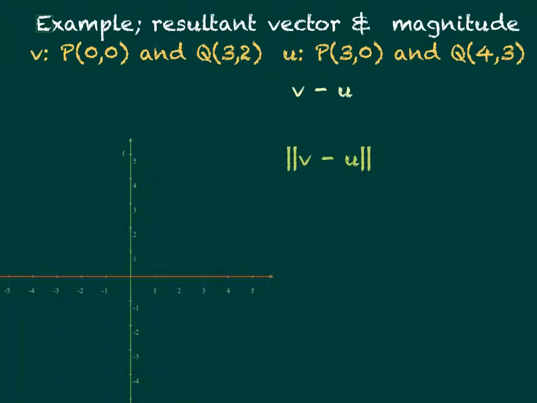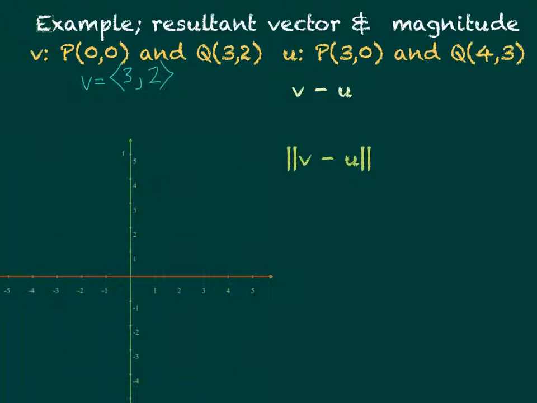Alright, so for this first example, we want to draw the resultant vector and find the magnitude. So we have vector v, which starts at 0, 0, it goes to 3, 2, so my vector v is going to be equal to 3 minus 0, which is 3, 2 minus 0, which is 2.